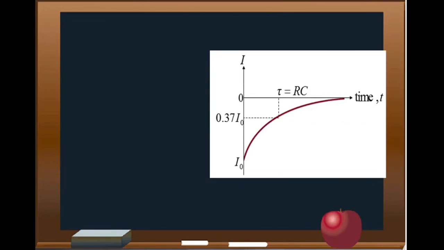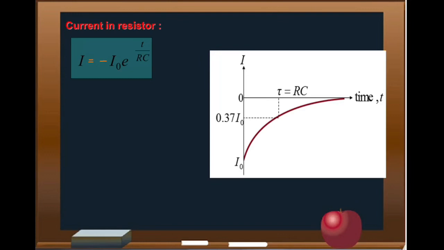And from the I against T graph, we can get the formula for current in the resistor, which is I is equal to negative I0 exponential negative t over RC.